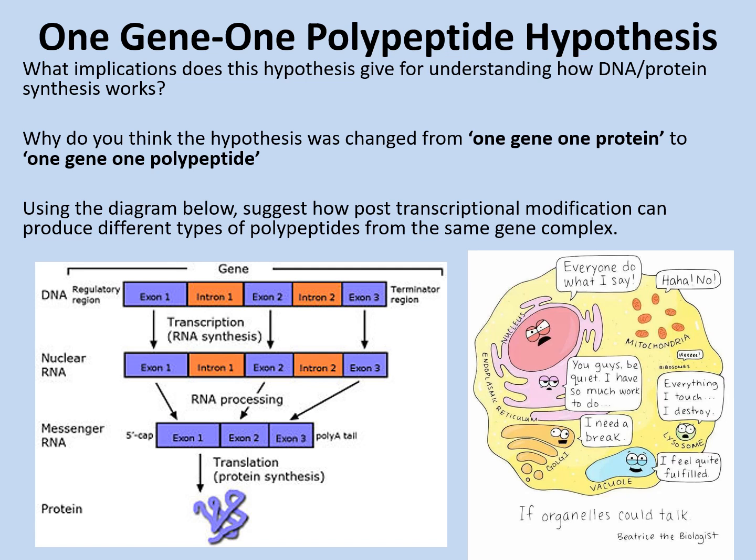All right, and we're going to talk through some of these. So first of all, what implications does this hypothesis give for understanding how DNA protein synthesis works? So the hypothesis is called one gene, one polypeptide, and that implies that from each gene you're going to get a polypeptide made. And as we know, polypeptides can be used to then synthesize proteins. So here's our second question. Why do you think the hypothesis was changed from one gene, one protein to one gene, one polypeptide?